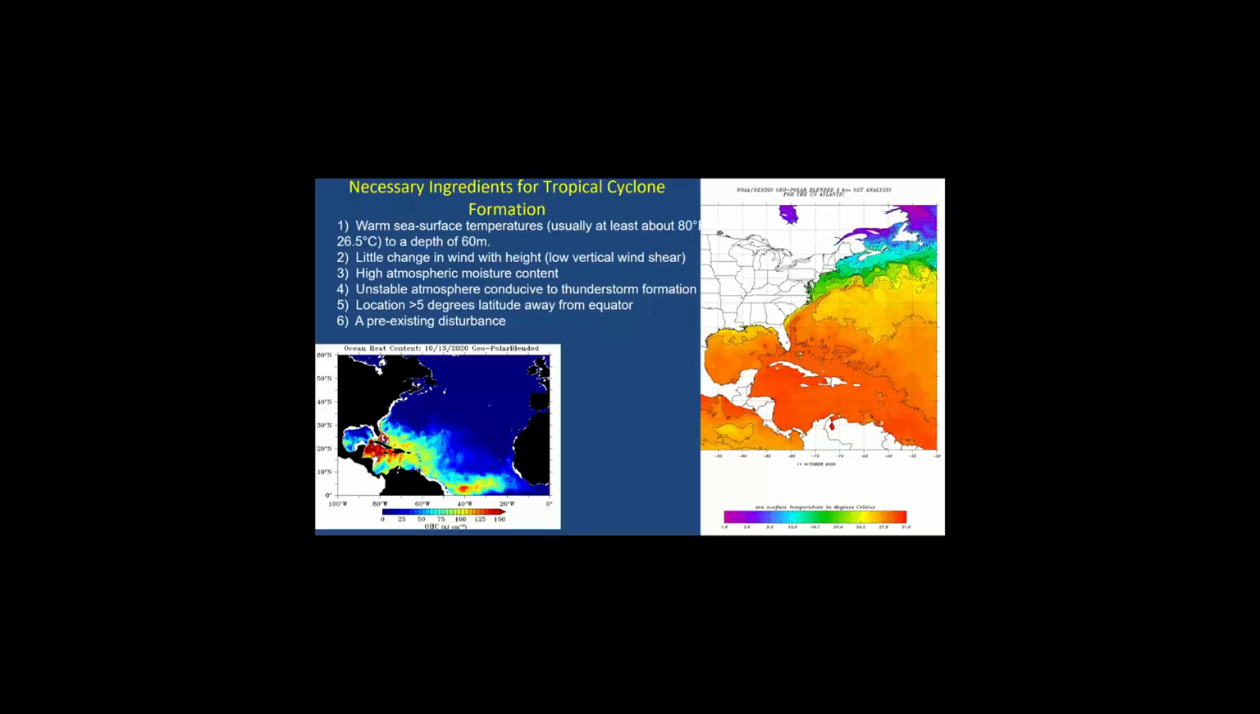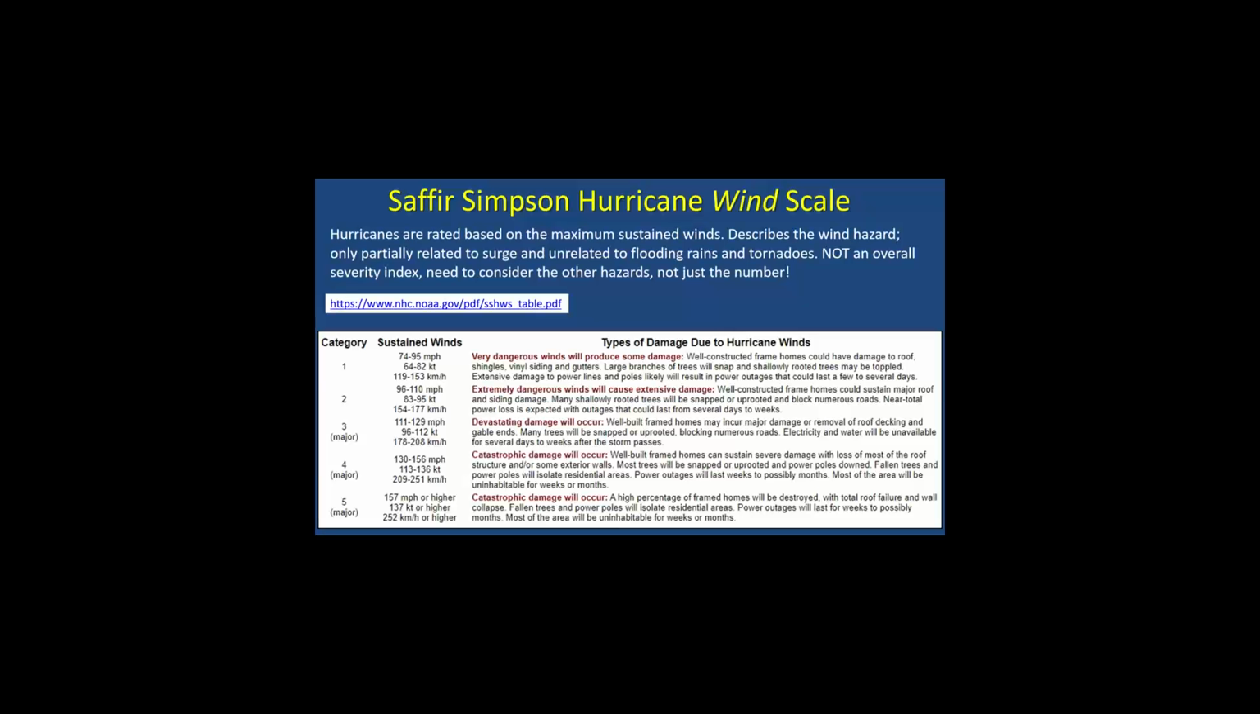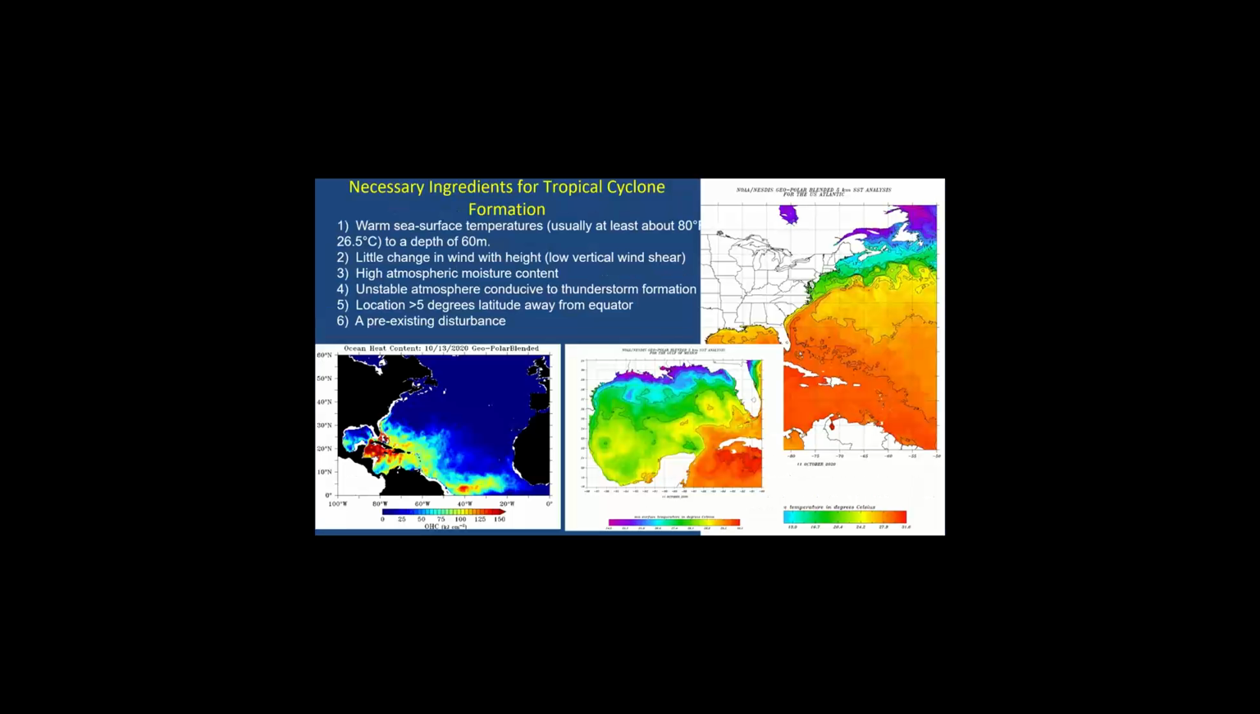So what do we need for a tropical cyclone to form? The big thing is we need warm sea surface temperatures, typically 80 degrees Fahrenheit or warmer, and through a certain depth of water. We also need little change in wind with height. We need high atmospheric moisture content and an unstable atmosphere. And also you have to be a little bit off the equator. So let's look at some of those parameters now.